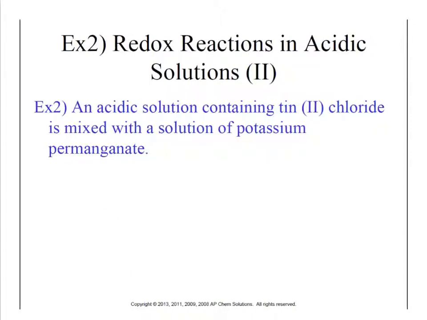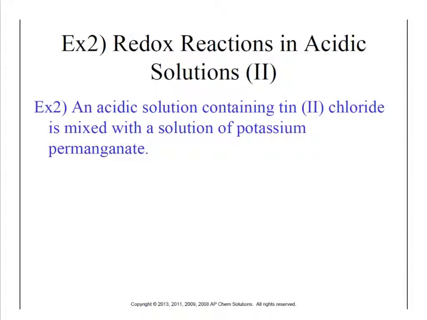Alright, let's take a look at some examples and why it is that you need to memorize those. So here's an example of a problem you would see. Tin 2 chloride is mixed with a solution of potassium permanganate. So first off, let's go ahead and choose who our reactants are going to be. So we've got 4 different guys. We've got tin, we've got chloride, we have potassium, and then we have permanganate.